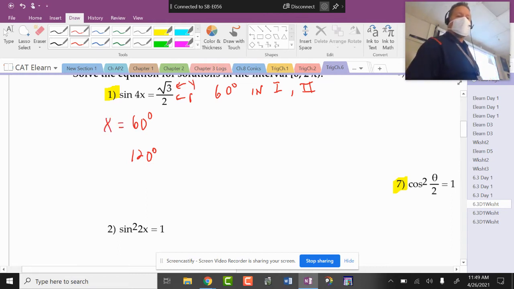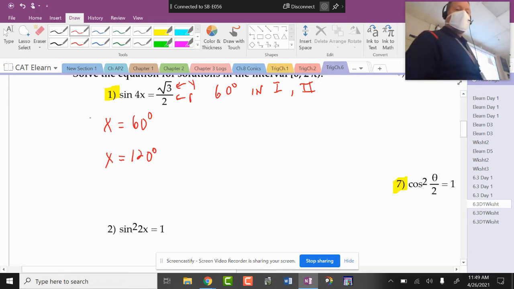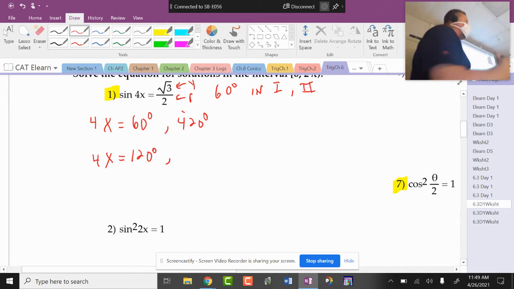And that's what I want you to understand. So you'd be done if this was section 6.2, very beginning, easy questions. But it's not. It's 4x equals. So here's what you should do maybe across. Keep adding 360. 360 plus 60, 420. 420 is a valid answer for sine of x equals. It's just outside of 360. So I want you to also understand that.